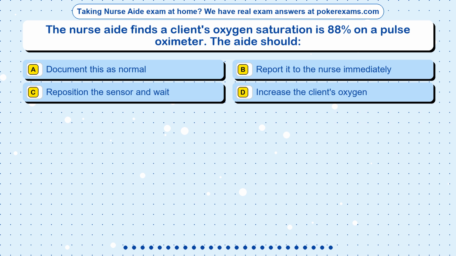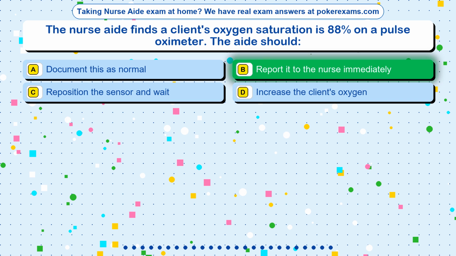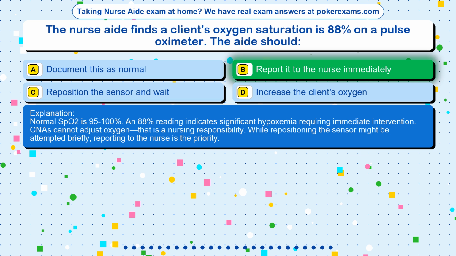Increase the client's oxygen. The correct answer is option B. Report it to the nurse immediately. Normal SpO2 is 95 to 100%. An 88% reading indicates significant hypoxemia requiring immediate intervention. CNAs cannot adjust oxygen, that is a nursing responsibility. While repositioning the sensor might be attempted briefly, reporting to the nurse is the priority.